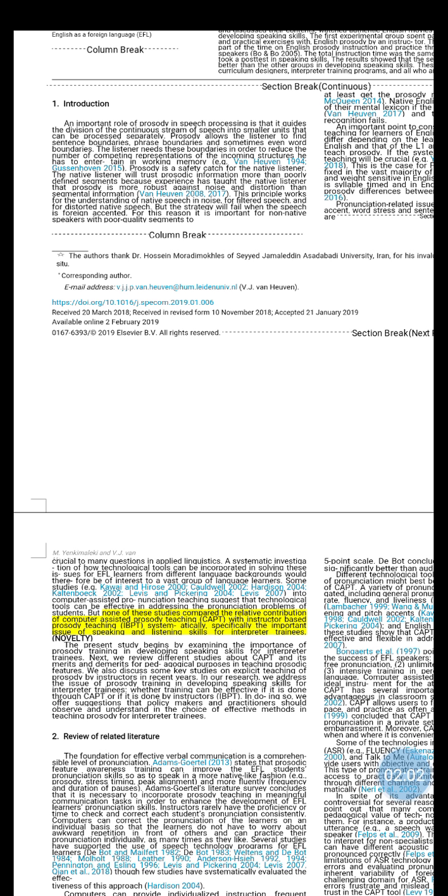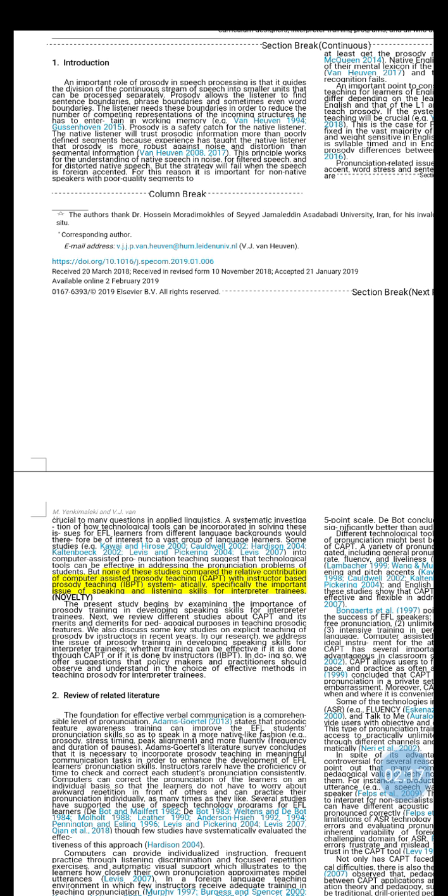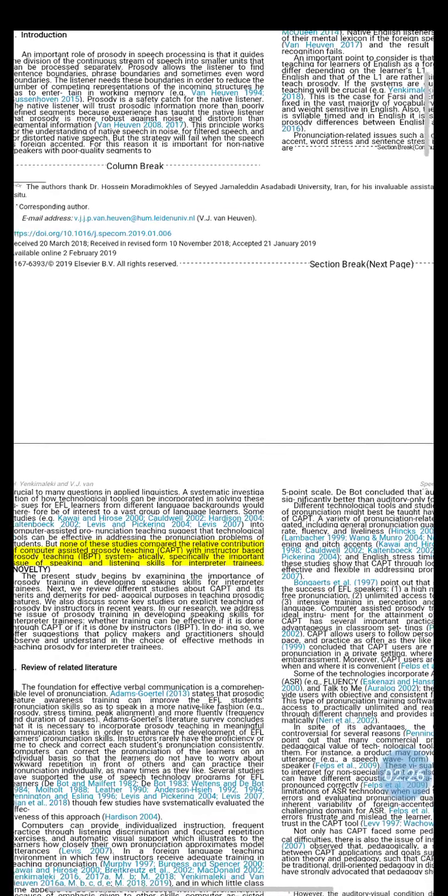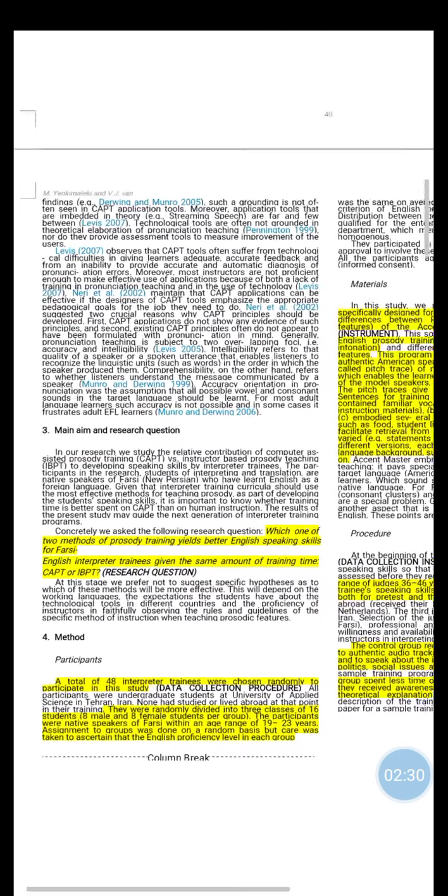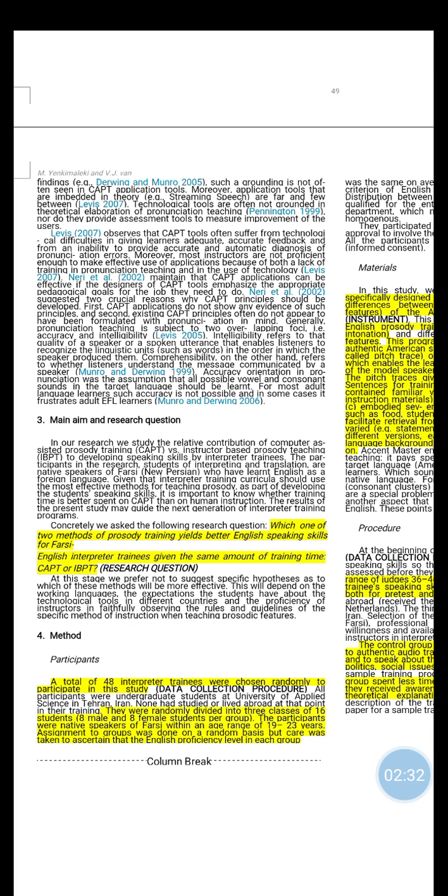Why did they conduct this research? Because in the previous research, there were no known studies which compared the relative contribution of computer-assisted procedure teaching with the instructor-based one systematically, specifically in the important issue of speaking enhancement in students' education process. Okay, this is the second clue of what method is being used.